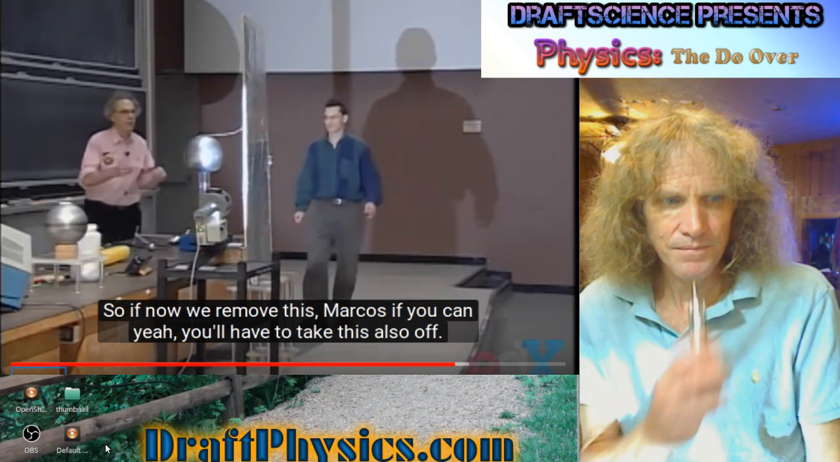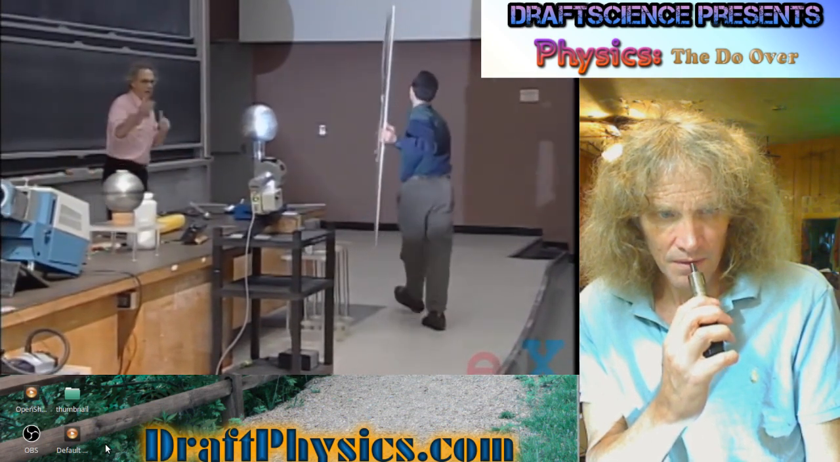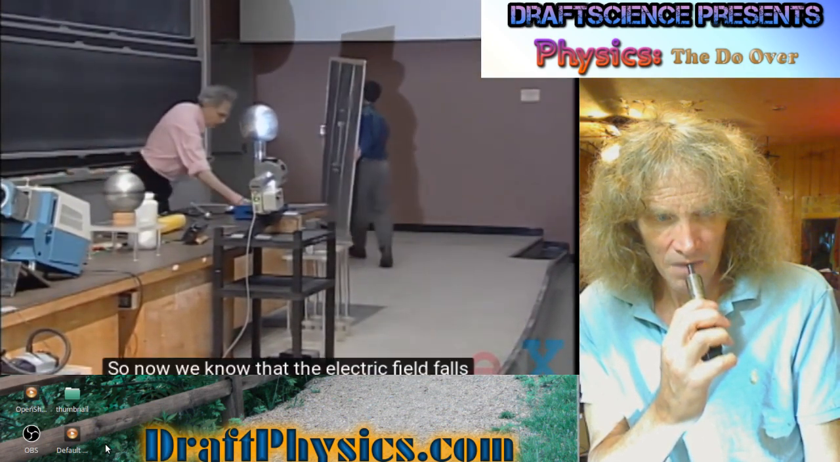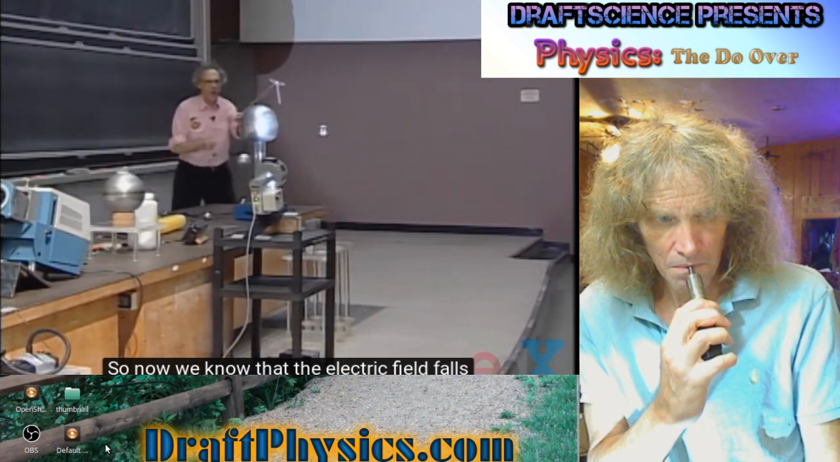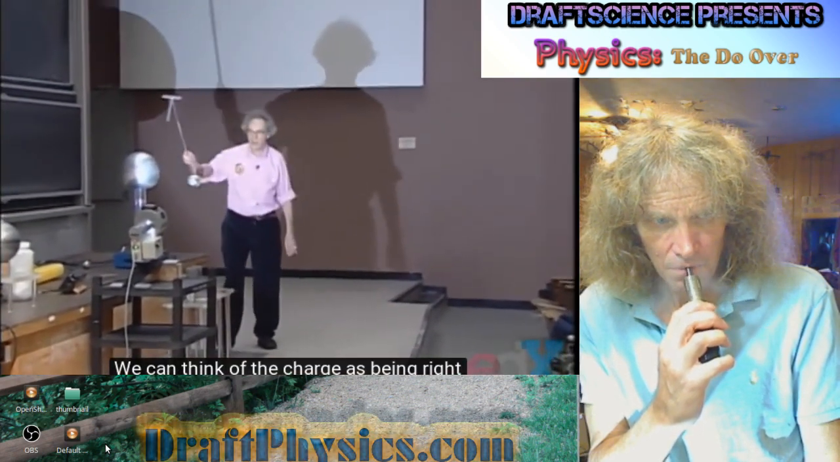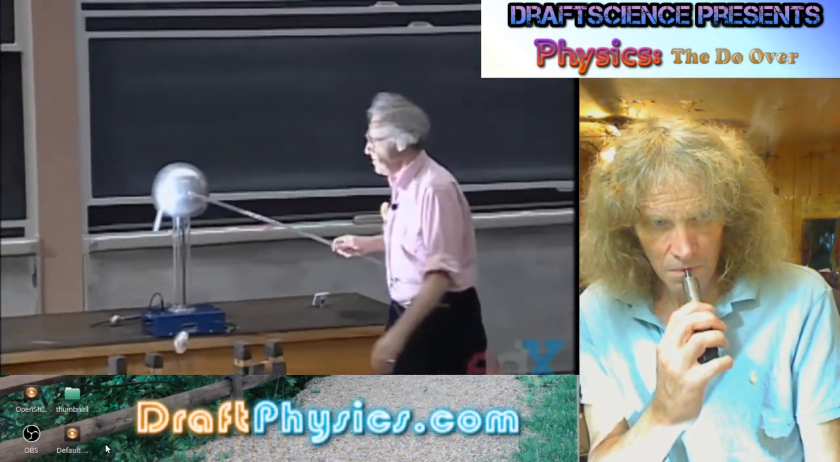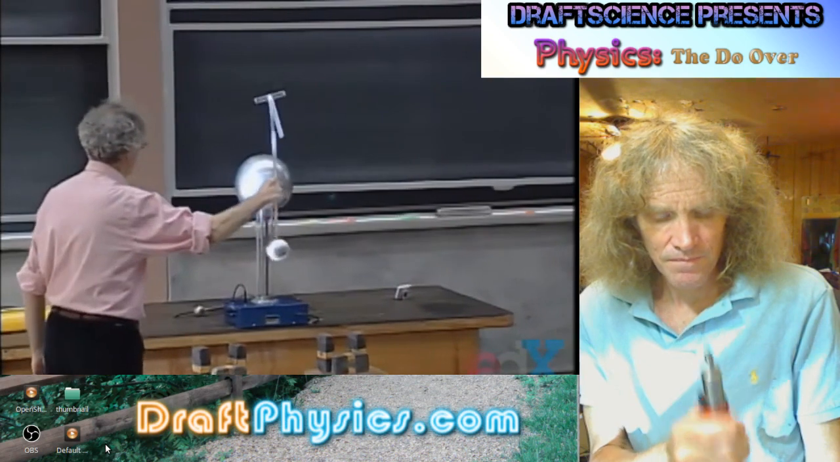Marcos, if you can, we'll have to take this also off. Thank you very much. So now we have the Van de Graaff alone. So now we know that the electric field falls off as 1 over r squared. That's a very good approximation now. We can think of the charge as being right at the center. I will give it a little bit of charge. Oh, it is already charged. Okay, so look at the projection.